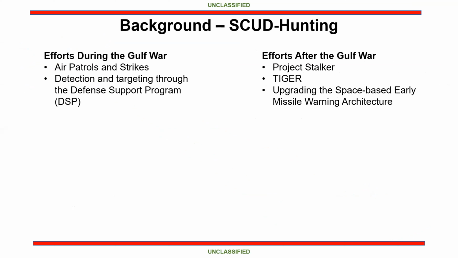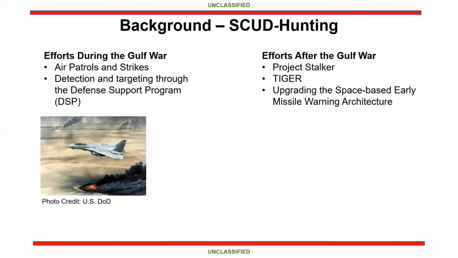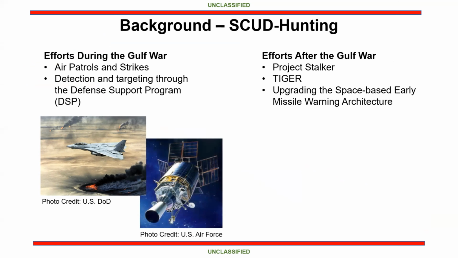So a little bit of background moving into Scud hunting in the Gulf War in general. Efforts during the Gulf War were air patrols and strikes. So pushing out those aircraft, having them survey the area, hopefully identifying Scuds before they launch, conducting a strike to remove it from the battlefield. And then they also had the Defense Support Program, DSP, which was the overhead persistent infrared satellite constellation used to detect the heat or intensity over time of launches that were taking place and be able to push that warning out as soon as the launch happens and it's able to detect it.